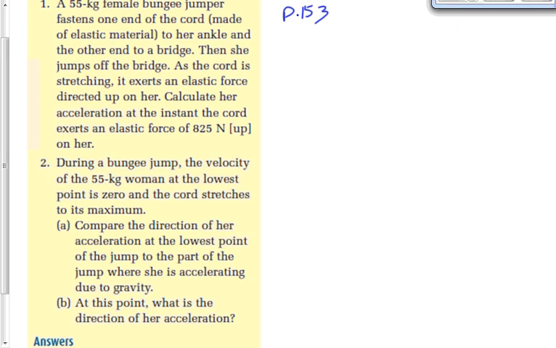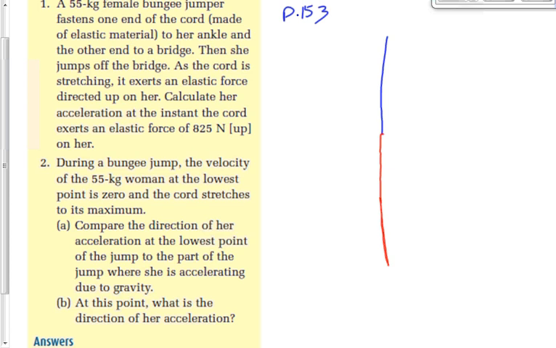Let's take a look at number 2 here. It says, during a bungee jump, the velocity of the 55-kilogram woman at the lowest point is 0, and the cord stretches to its maximum. So she's jumping, she speeds up, and then all of a sudden the cord starts stretching. And as the cord starts stretching, what happens to her? She slows down and she stops. And then she speeds up again, but this time in the upward direction. Make sense? So she speeds up until the cord stretches, then she slows down and stops, and then she speeds up in the upward direction.